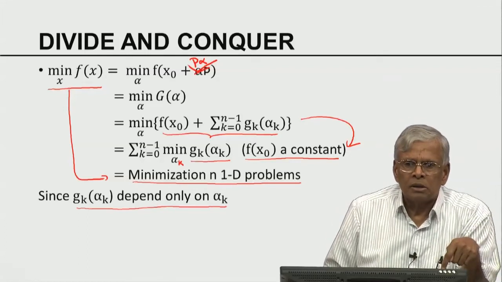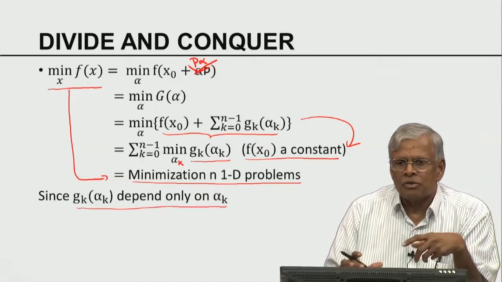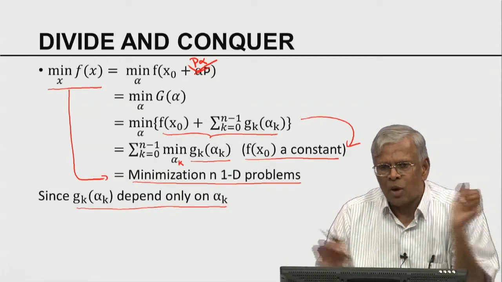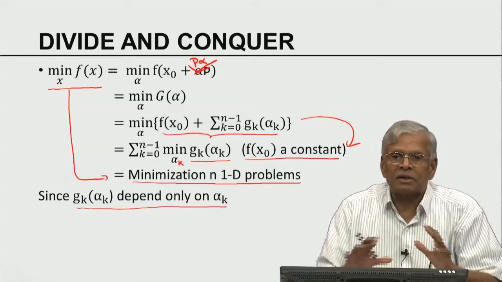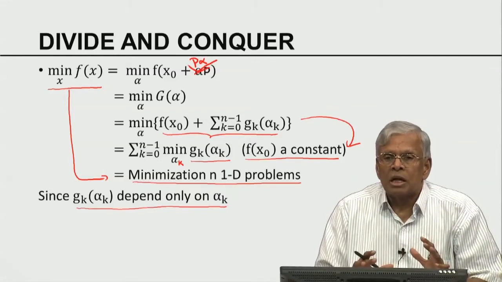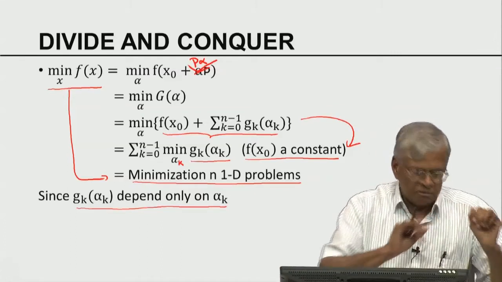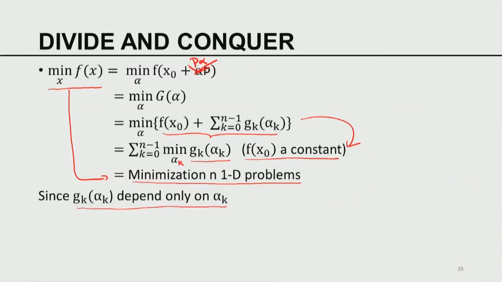So a hard problem is decomposed into n small subproblems in 1D. That's the fundamental achievement of going from the original basis to the conjugate basis. I hope you are able to recognize the power of conjugacy in transforming an n dimensional minimization to minimization of n one dimensional problems.